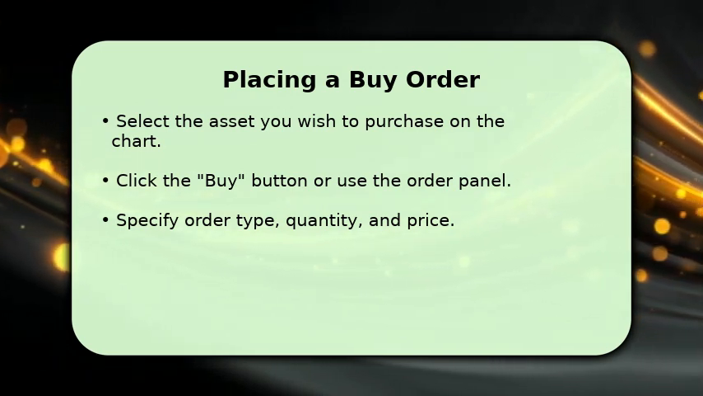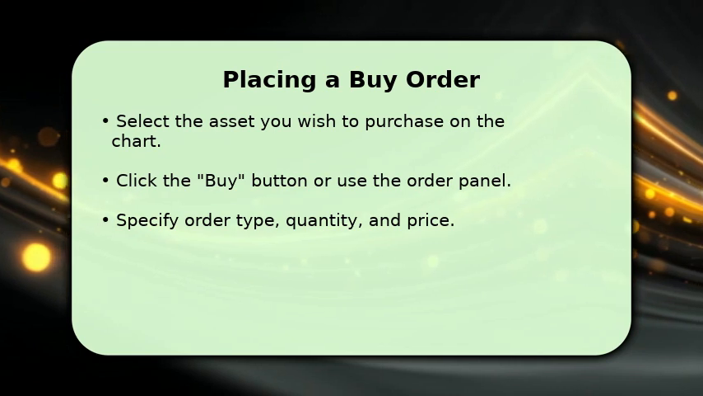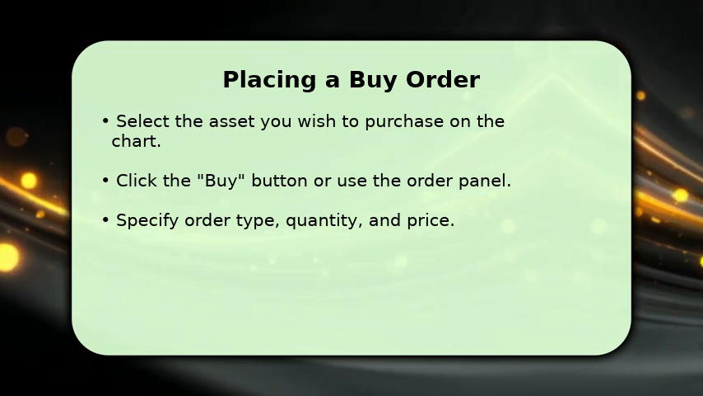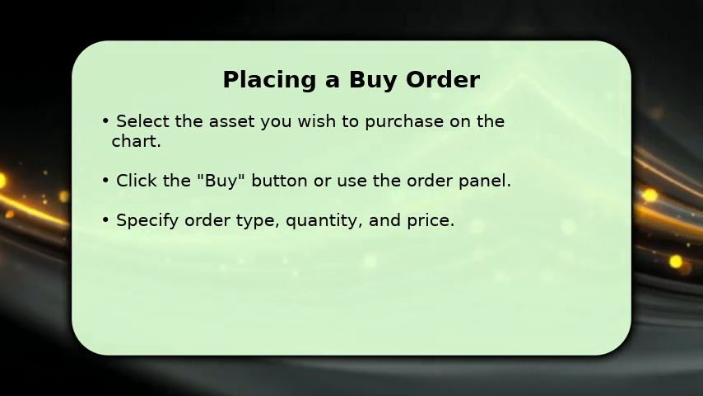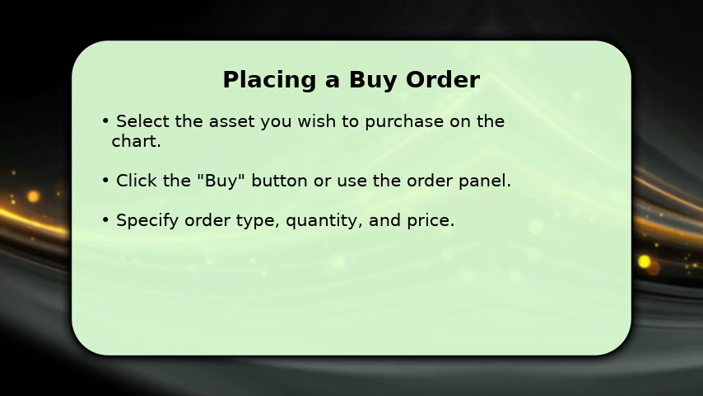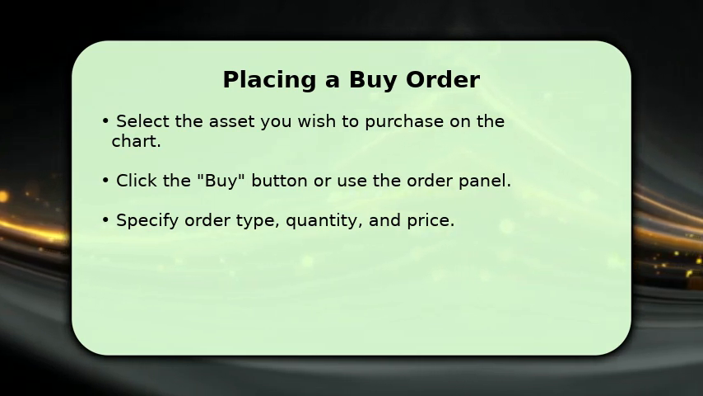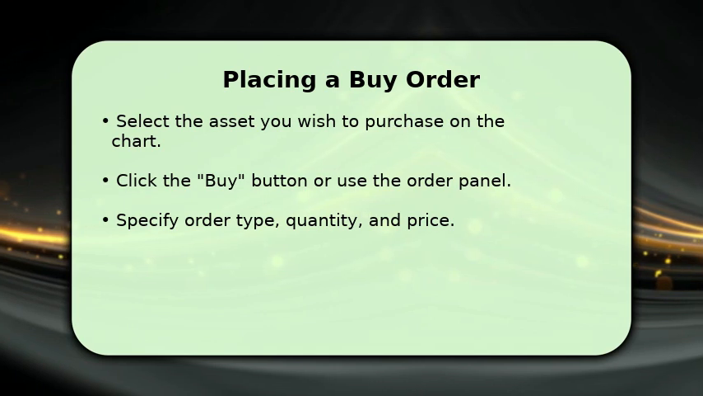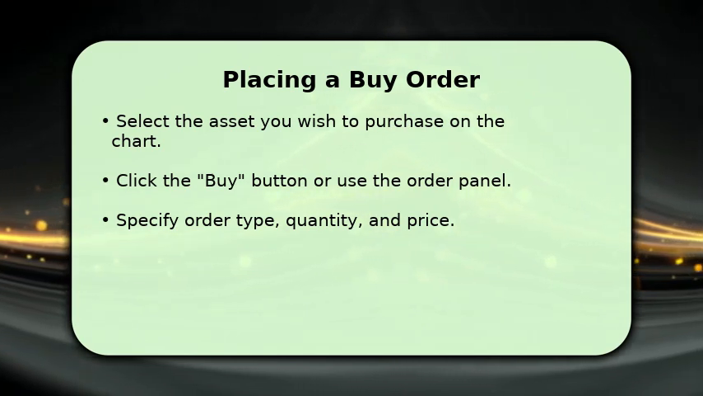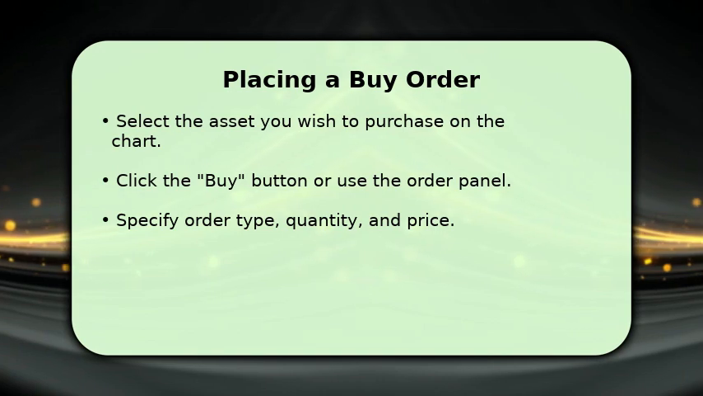Here, you'll define your order parameters. Choose your order type, such as a market order for immediate execution or a limit order to buy at a specific price. Enter the desired quantity of shares. Always double-check all the details, including the price and total cost, before confirming your order for execution.